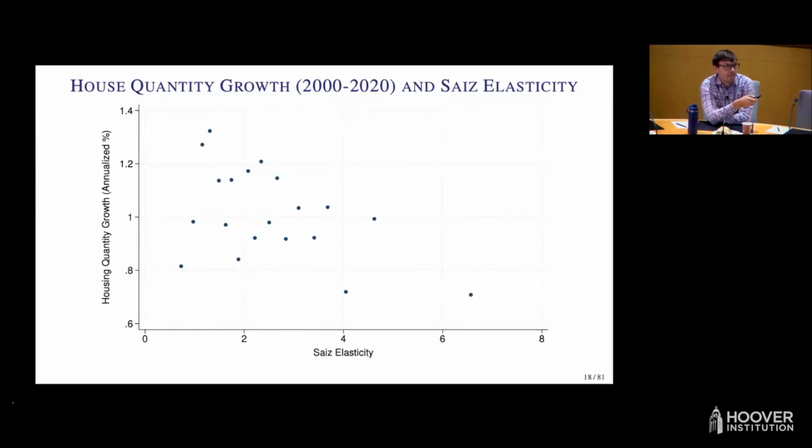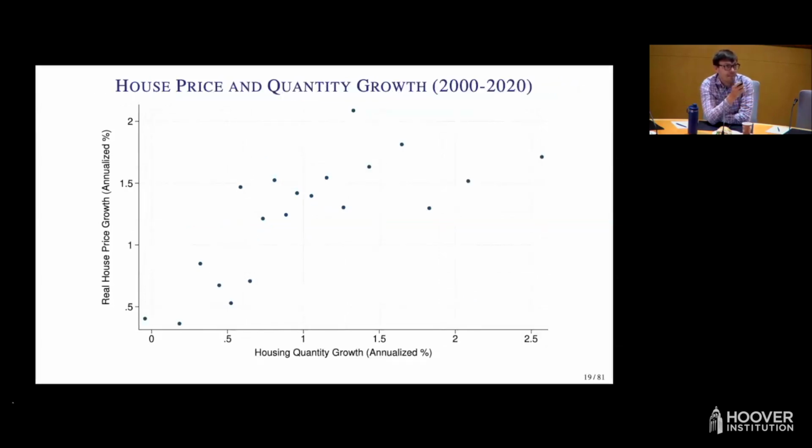But as the final graph to drive the point home, you look at the correlation between quantity growth and house price growth. Again, that's positive, right? It tells you demand matters. The cities with the highest house price growth have the highest quantity growth as well. It's not just that supply is the story.